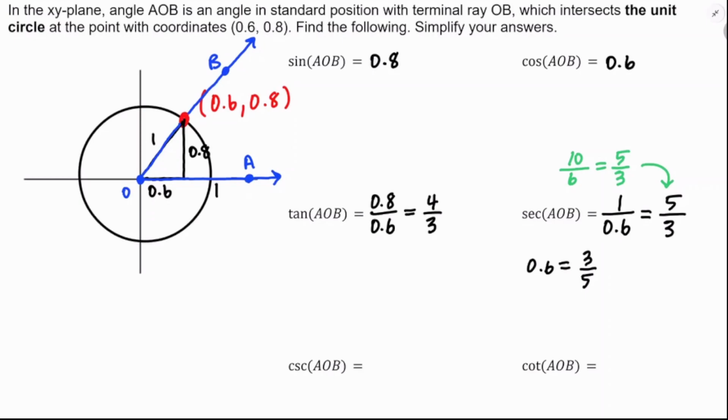All right, cosecant is the reciprocal of sine, so that's going to be 1 over 0.8. And I'm going to use that same strategy, multiply top and bottom by 10. 10 over 8 is going to equal 5 over 4. Oops. So that's going to be 5/4. And then cotangent is going to be the reciprocal of tangent, so the reciprocal of 4/3 is 3/4.